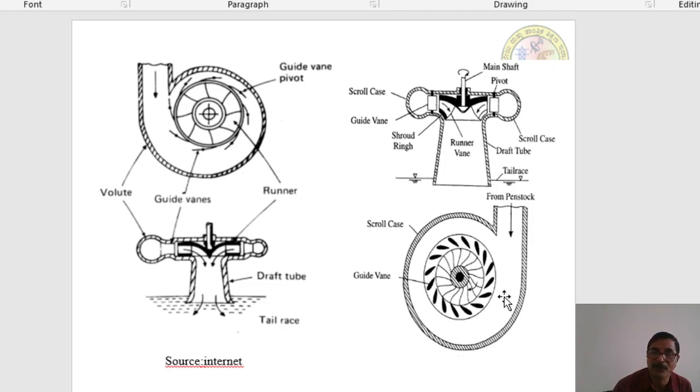turbine and it moves around the scroll casing. As it moves around the scroll casing, the area of the spiral casing decreases. Due to decrease in the area, the velocity increases. From continuity equation, we know that Q is equal to A into V. When area decreases, velocity increases.